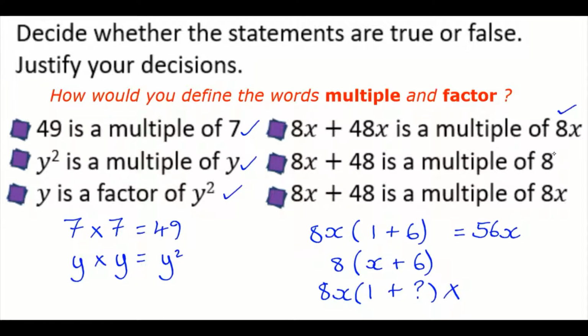Finally, we've got the one that didn't work. 8x is a factor of 8x, but it's not a factor of 48. So that was the only incorrect statement.